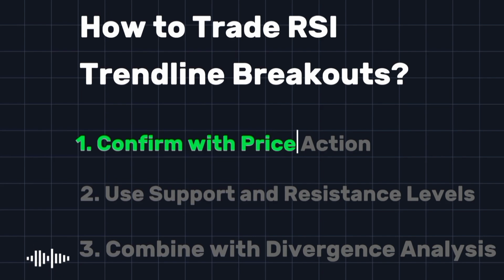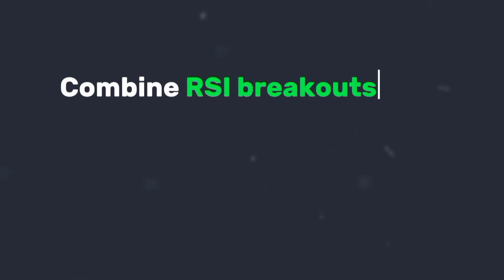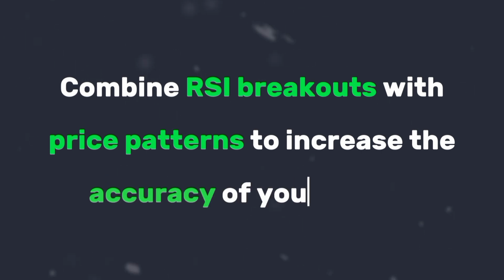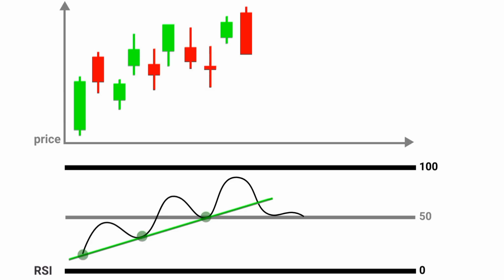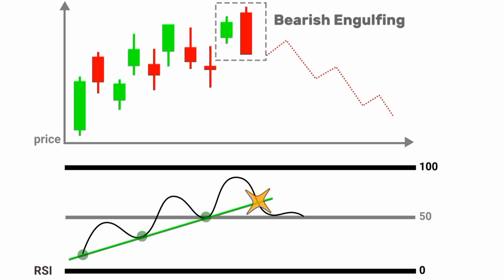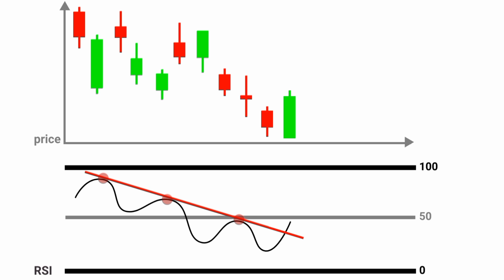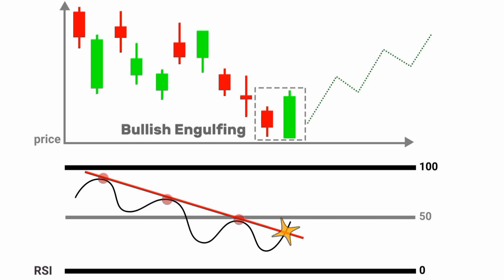1. Confirm with price action. Combine RSI breakouts with price patterns to increase the accuracy of your trades. For example, if the RSI breaks below a support trendline and the price forms a bearish candlestick pattern, like a bearish engulfing, this confirms a sell signal. If the RSI breaks above a resistance trendline and the price forms a bullish candlestick pattern, such as a bullish engulfing, this strengthens a buy signal.